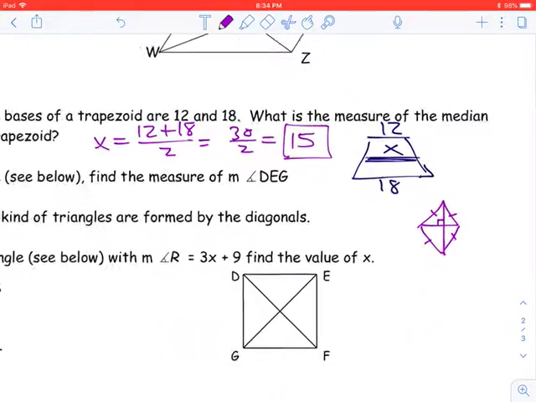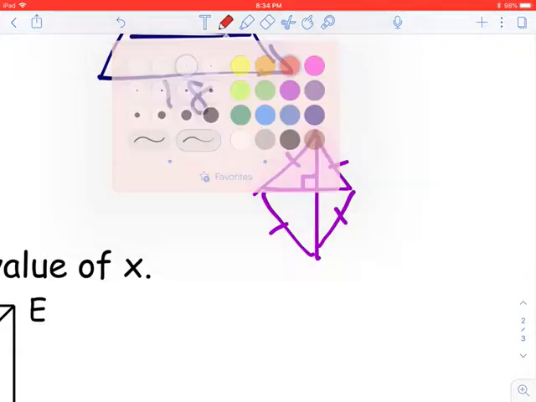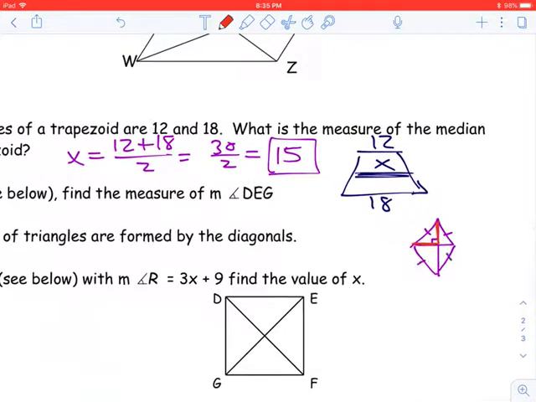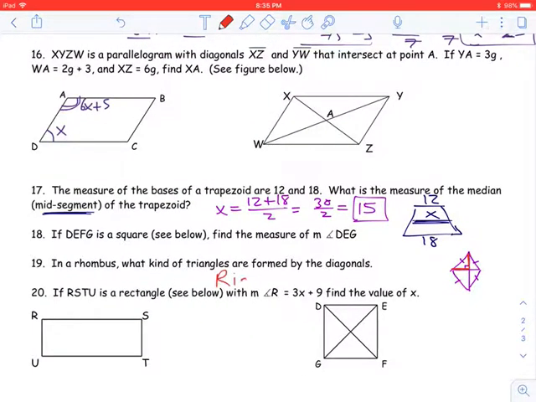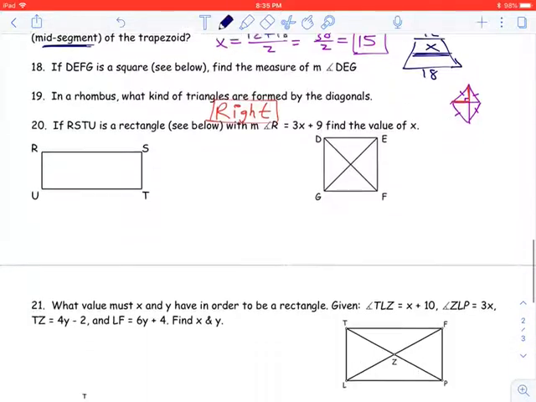Looking at the diagonals, these two, so the outside, is congruent. However, it doesn't necessarily mean those two are congruent. So all we know is that those triangles are right triangles. They're not going to be isosceles unless it's a square. So the most important thing to realize there is that the diagonals are perpendicular.